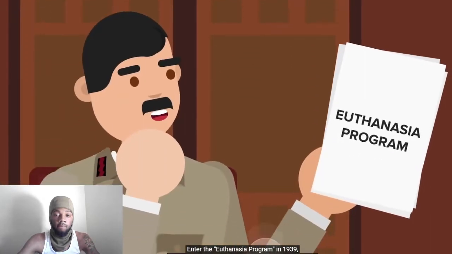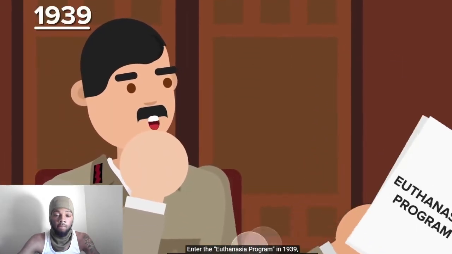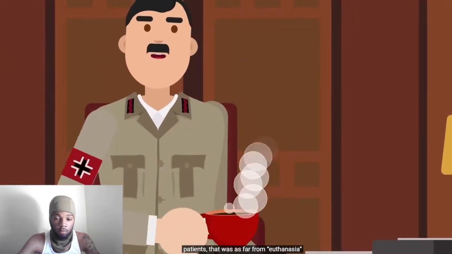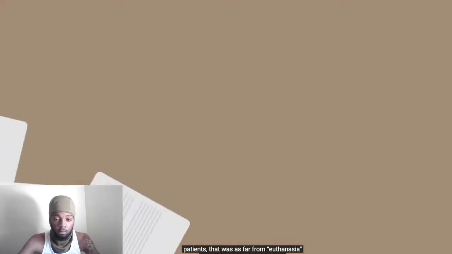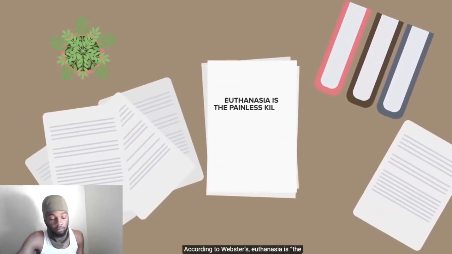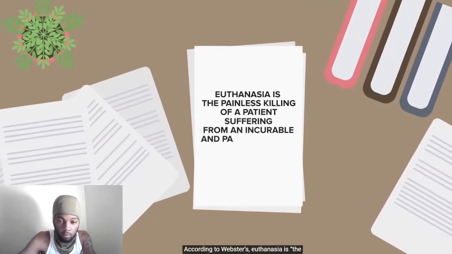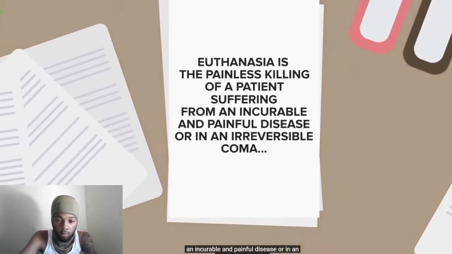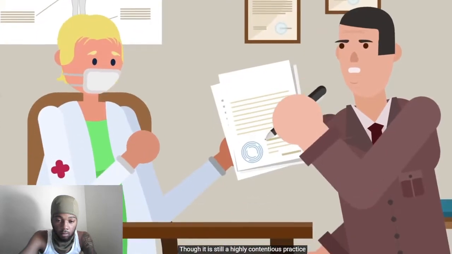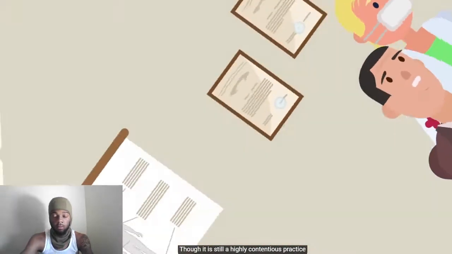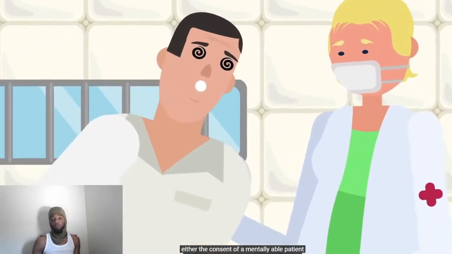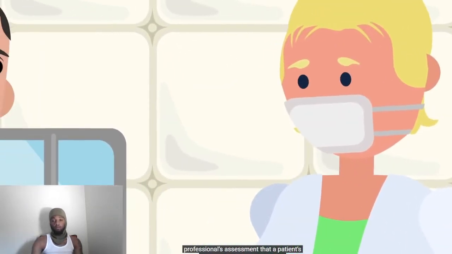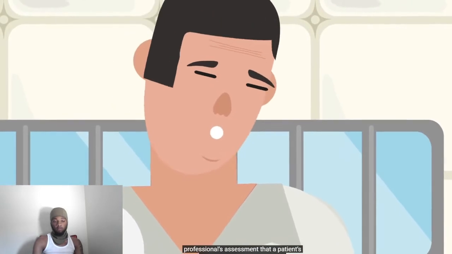Enter the euthanasia program in 1939, a program of mass murder targeting institutionalized patients that was far from euthanasia as anything we can imagine. According to Webster's, euthanasia is the painless killing of a patient suffering from an incurable and painful disease or an irreversible coma. Though it is still a highly contentious practice, illegal in many countries, euthanasia requires either the consent of a mentally able patient approaching the end of their life or a medical professional's assessment that a patient's comatose state is irreversible.